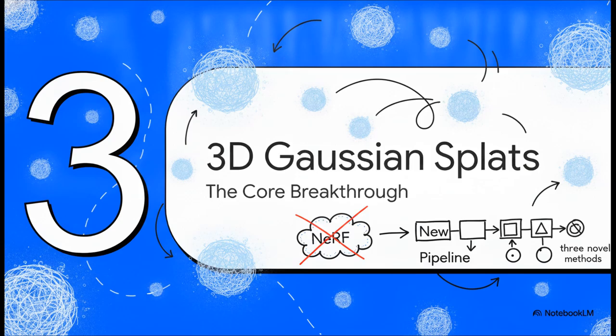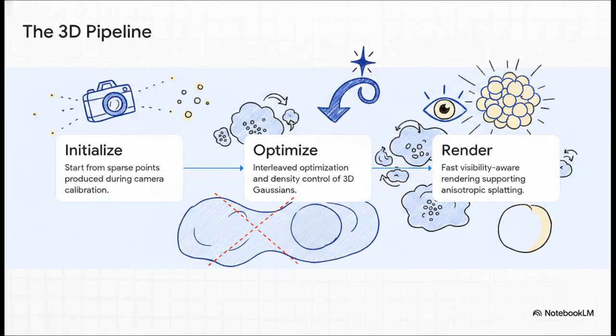Section 3. Breakthrough. 3D Gaussian Splats. The core breakthrough. To solve this impossible bottleneck, the authors completely abandoned the massive, slow neural networks used in traditional NeRFs. They built an entirely new pipeline from the absolute ground up. They essentially broke the problem down into 3 methodical, brilliant steps.